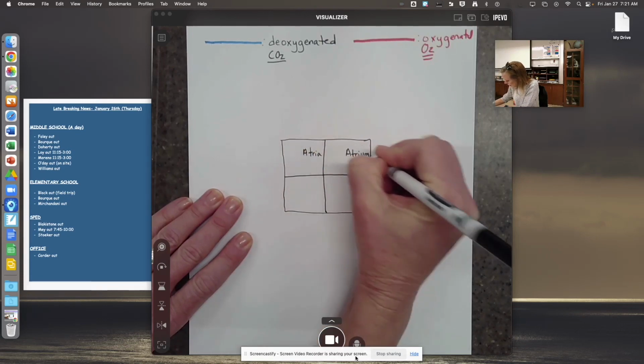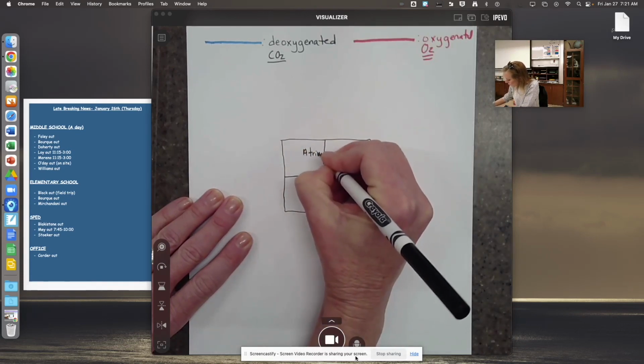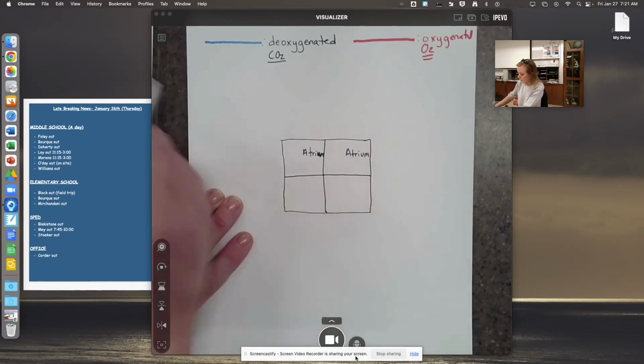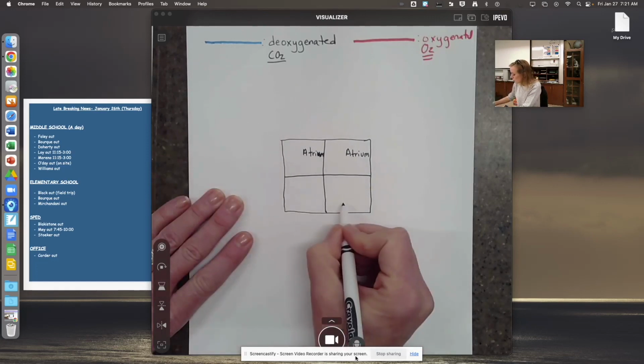Actually, I'm going to change this to atrium. One of them is an atrium. Both of them, if you're referring to both, it's your atria, your top 2, plural. The bottom 2 are called ventricles.